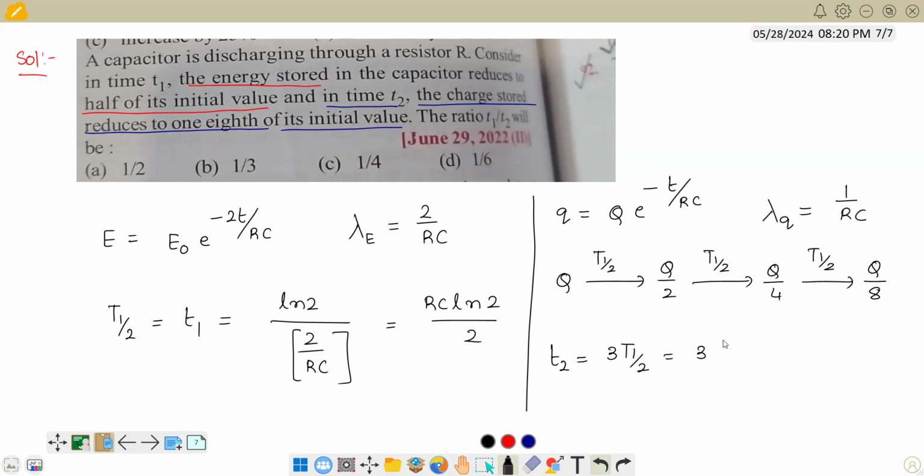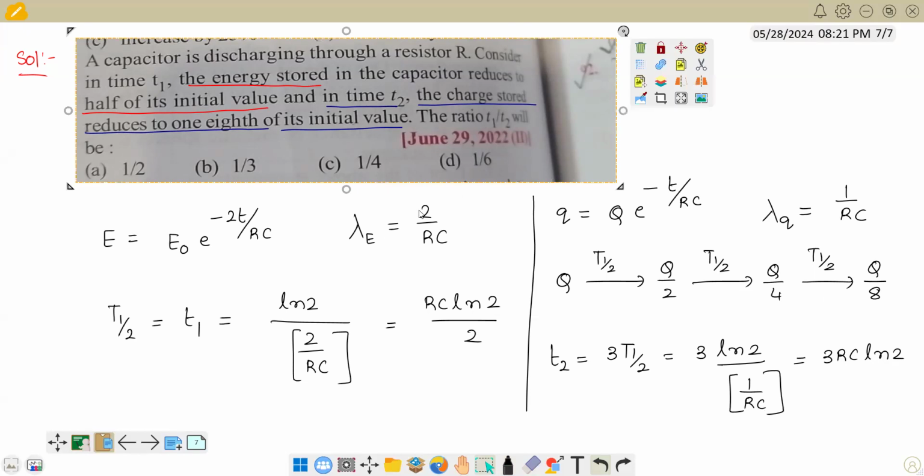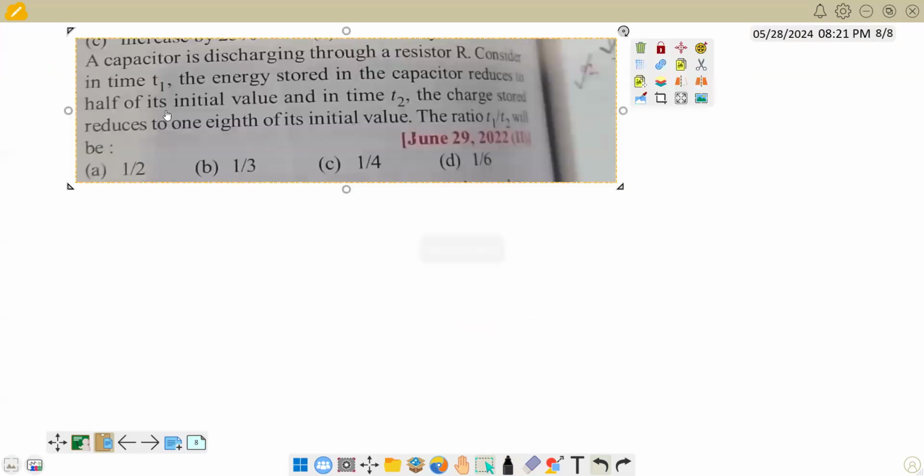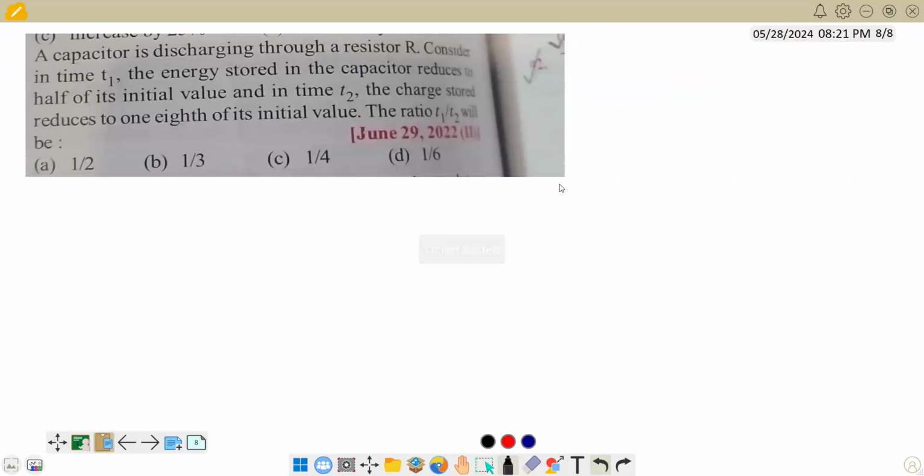But remember, while writing the formula for half time, we have to use the lambda of that particular function. You cannot take lambda of energy and use it for this. We know lambda for this would be 1 by RC. So from this, we'll get 3 RC into ln 2. So we got T1 as RC by 2 into ln 2, T2 as 3 RC ln 2. Now the question is actually to find T1 by T2. So let us find the value of T1 over T2.